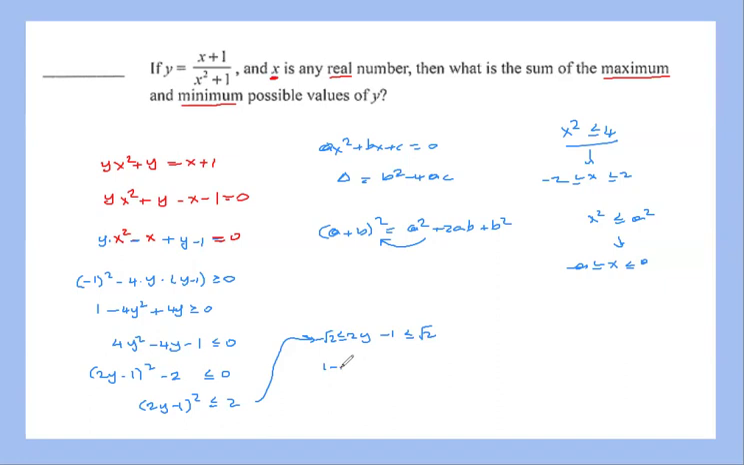So that will give us (1 minus root 2) over 2 less than or equal to y, and that is going to be less than or equal to (1 plus root 2) over 2. What we wanted was the minimum and maximum value of y, which is really nice because, as you see, this is our minimum, this is our maximum. And if you add this to this, the roots will be gone. So you get 1 plus 1 over 2, which is just 1. And that is our final answer.